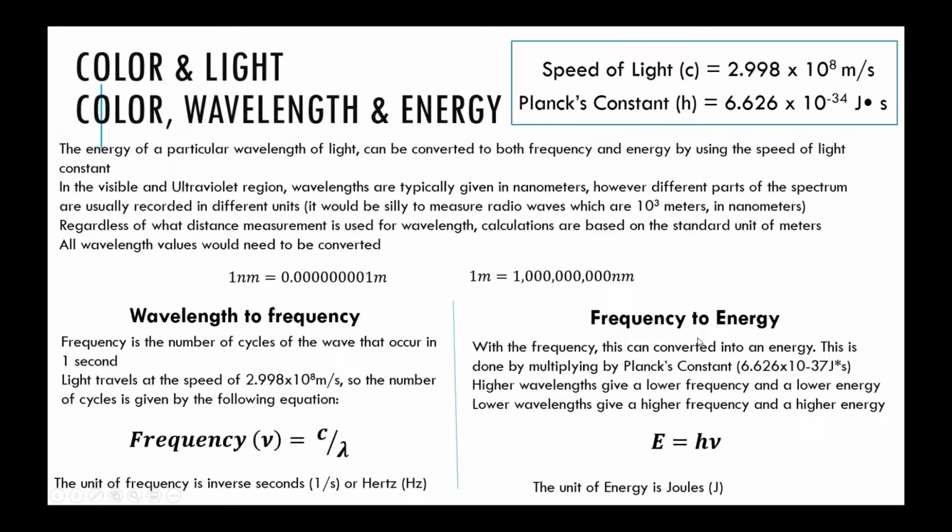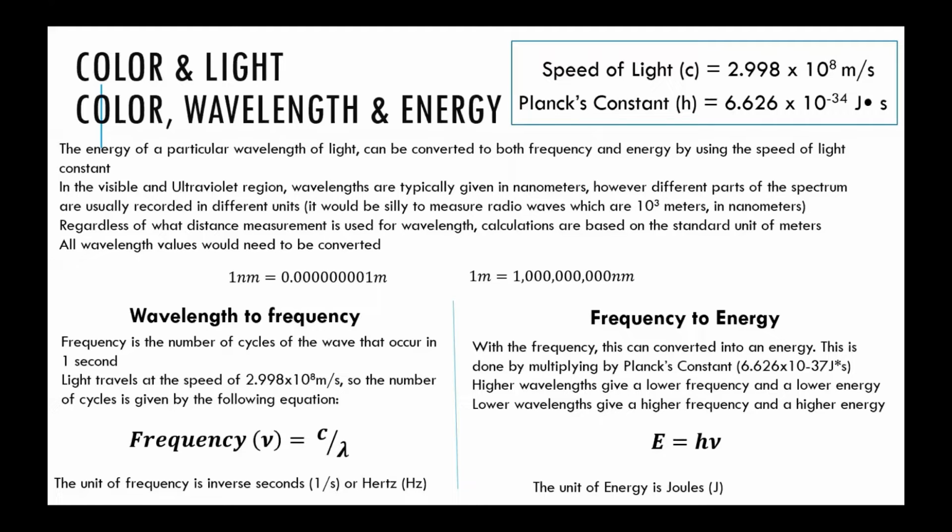Finally, to convert it to energy, the energy is related to the frequency. They're directly proportional. You multiply the frequency by Planck's constant right here, and that will give you the energy associated with that photon of light in the unit of joules. So by going through these unit conversions, you can change the color or the frequency and wavelength of light into the energy that's associated with it.